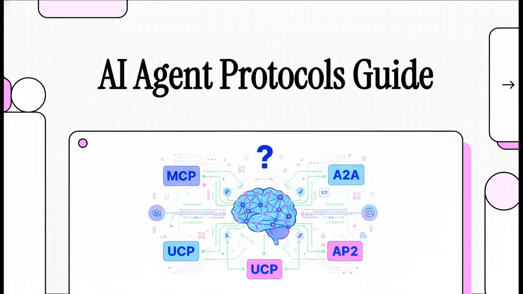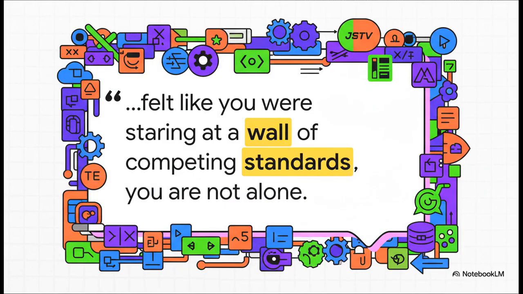All right, let's get right into it. If you're a developer building with AI agents, you've probably been hit with a tidal wave of new acronyms, right? MCP, A2A, UCP, AP2, it's a lot. And trying to figure out how they all fit together can honestly be a bit of a nightmare. But here's the thing. If you've ever felt like you're just staring at this wall of competing standards wondering where to even start, you are definitely not alone.